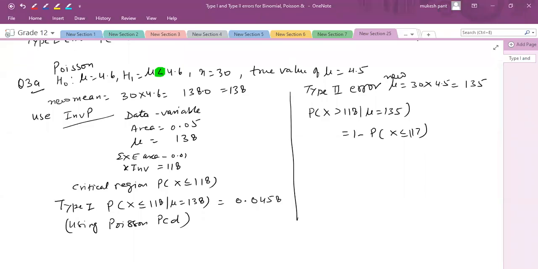So type 2 error means there will be a new mean, because the true value of mean is 4.5. Since n equals 30, the new mean equals 30 times 4.5, which is 135. So type 2 error is probability of x greater than 118 when mean equals 135. As per your calculator, you will do 1 minus probability of x less than or equal to 118. You can do this calculation yourself.